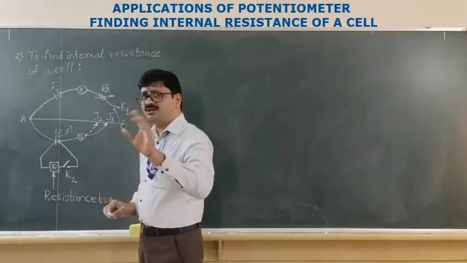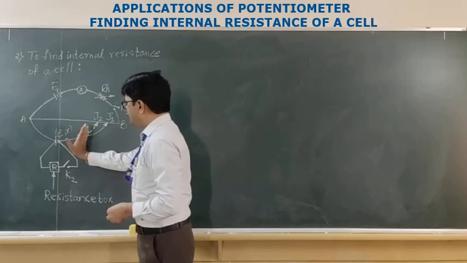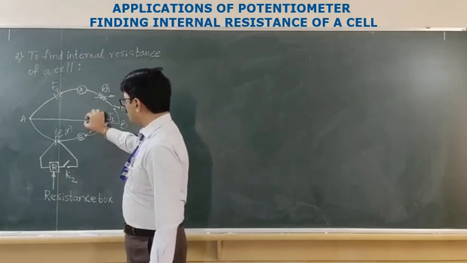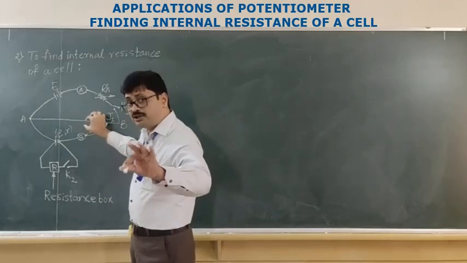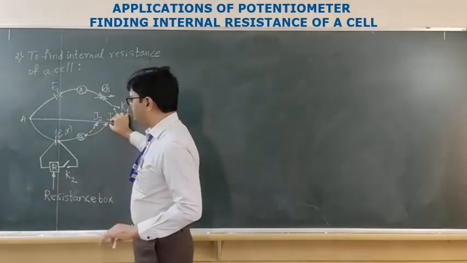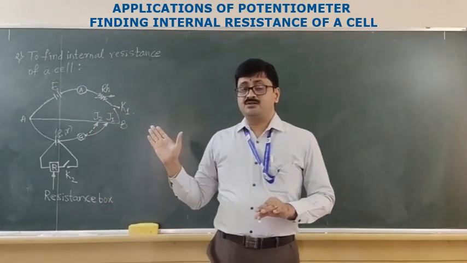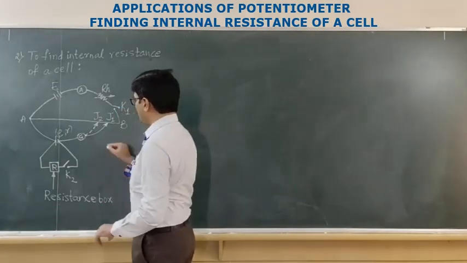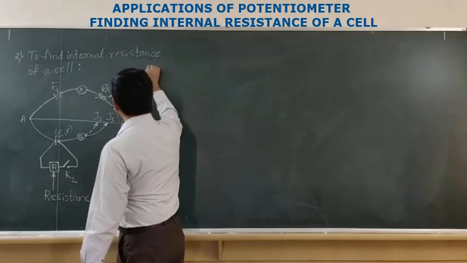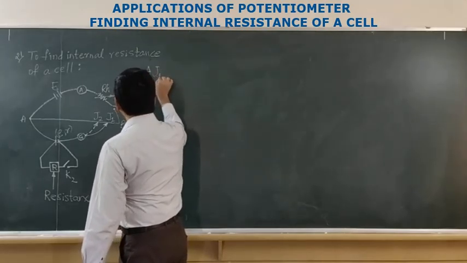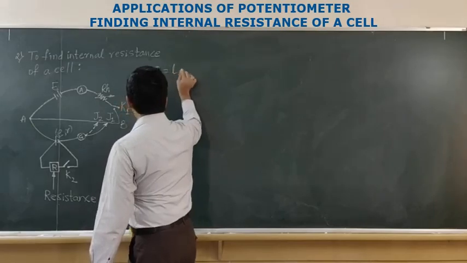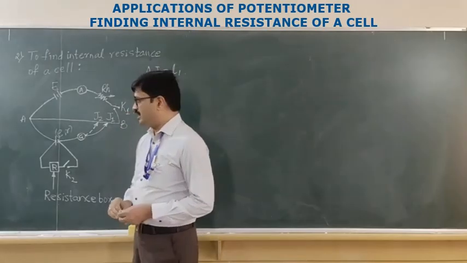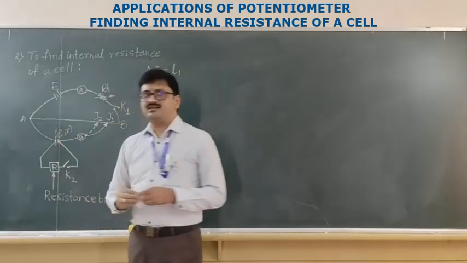Now under this situation, the moment I see that the galvanometer is deflecting, I will start moving the jockey on the potentiometer wire, and at a point, say J1, I will obtain the zero deflection, or null deflection, in the galvanometer. I will note this particular length AJ1. AJ1 I will take as L1.